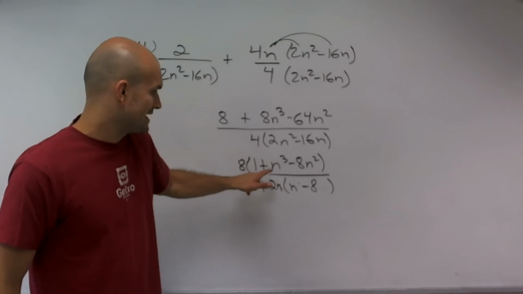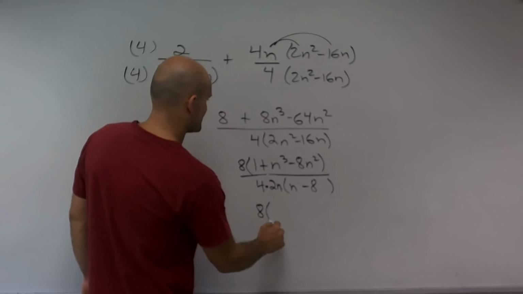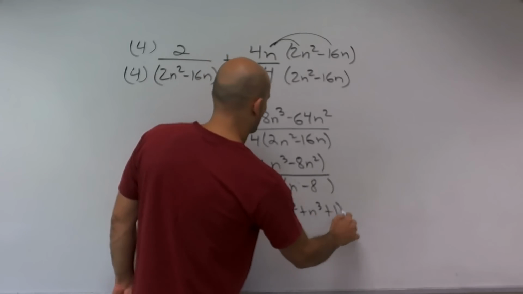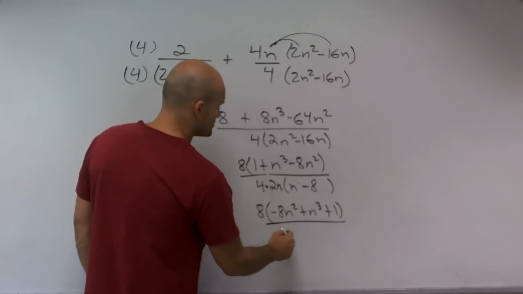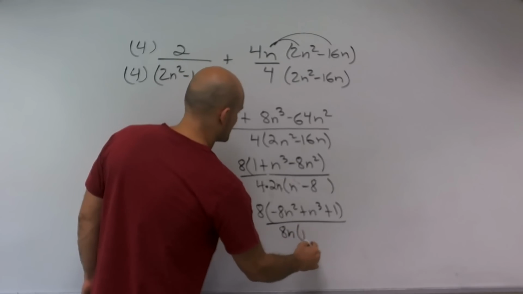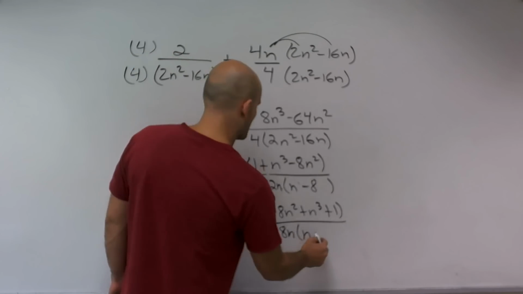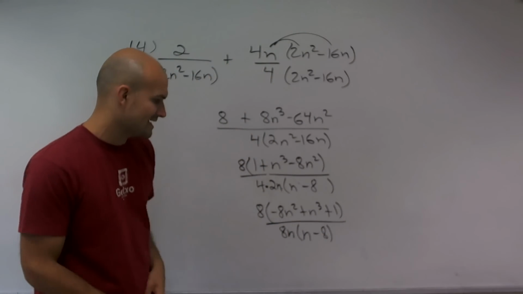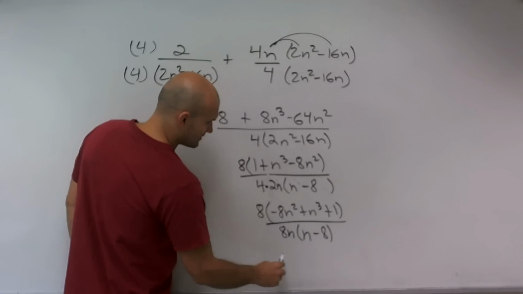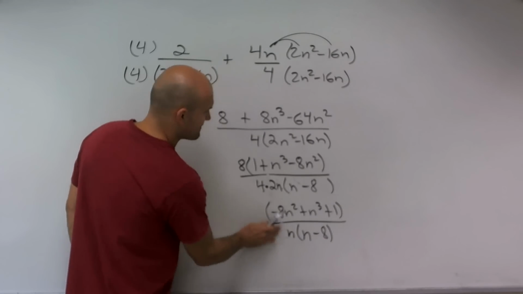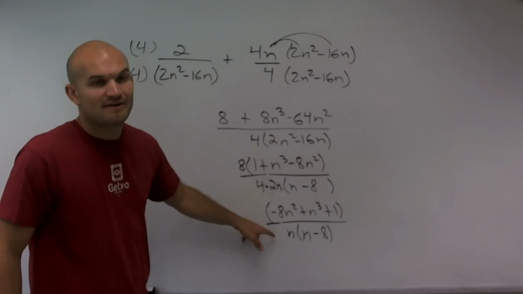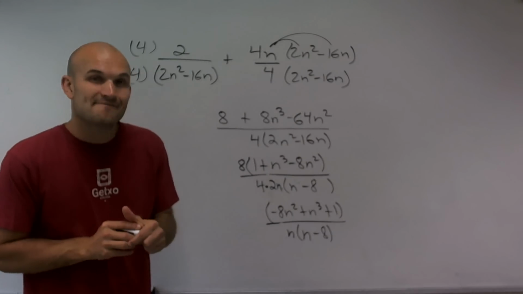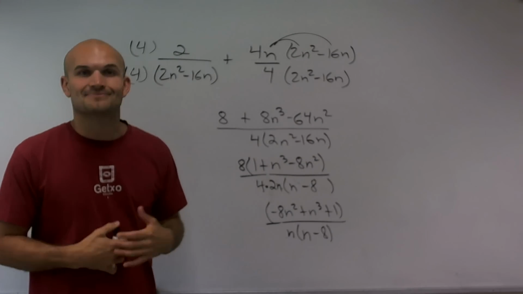So let's do 4 times 2n. Well, I'm going to rewrite this in standard form, and so therefore I'll have 8 times n cubed minus 8n squared plus 1, divided by 4 times 2n, which is 8n, times n minus 8. Well, you notice here I can simplify this again. The 8's are going to cancel out. So my final answer is, I'm running out of space, so I'll just leave it like this: n cubed minus 8n squared plus 1 divided by n times n minus 8. There you go. Thanks.